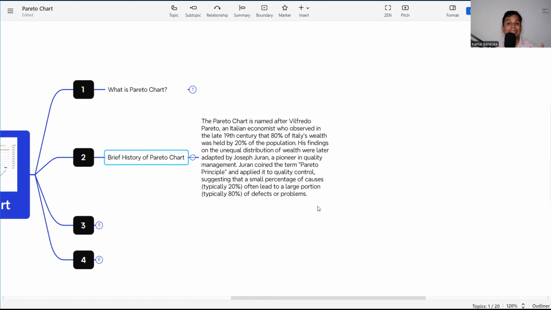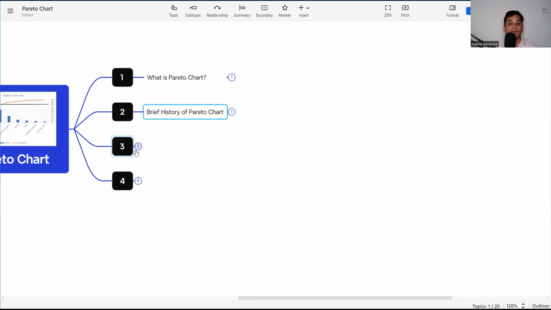So he took this principle from Mr. Vilfredo Pareto, and in the name of Mr. Vilfredo Pareto, this principle is called the Pareto principle. So Mr. Joseph Juran introduced this Pareto principle in quality management. So this is the brief history about the Pareto principle or the Pareto chart.